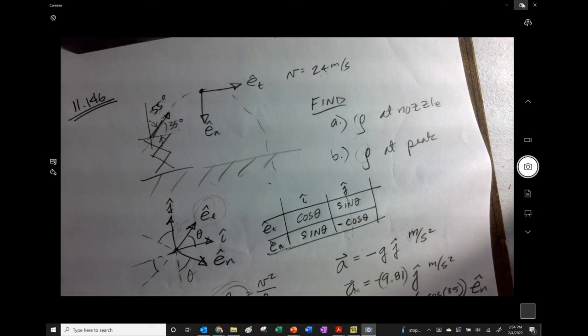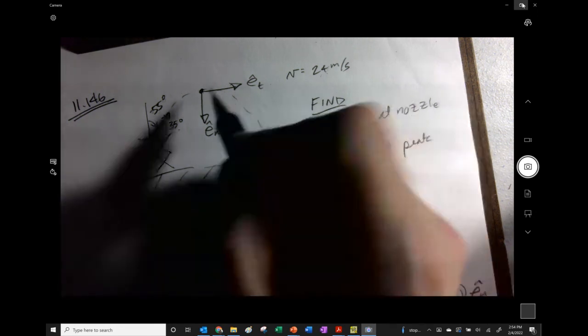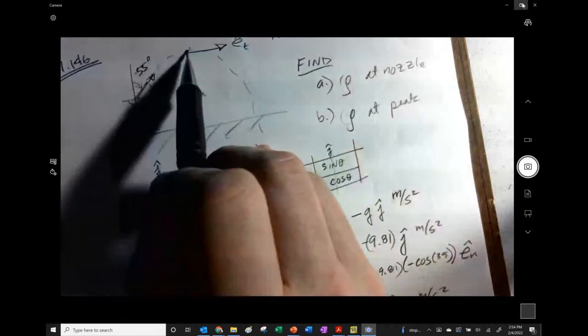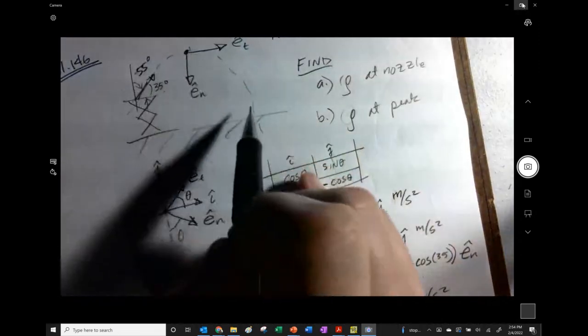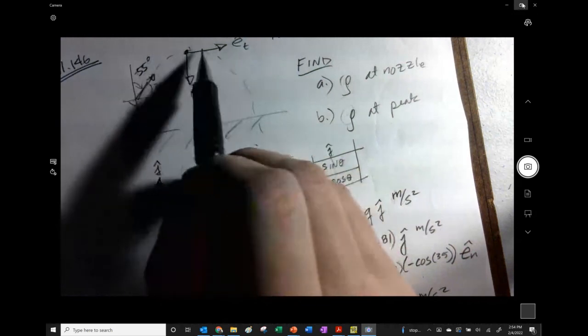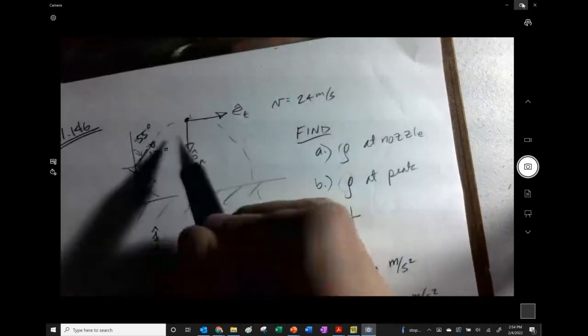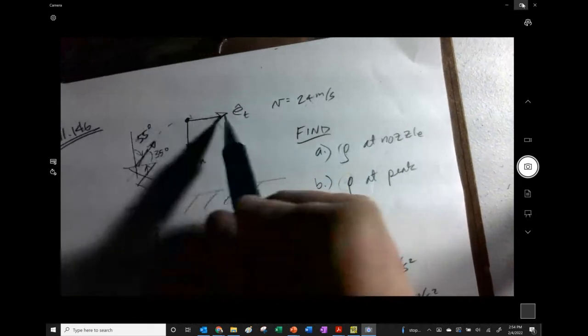At the peak, it's like pausing at the top, right? It doesn't have a velocity up or down here at the peak. It was going up, and then it stops here. Then it's going to start having the velocity go down right here. But it still has a velocity in the x direction. And remember, it's a constant velocity in the x direction, right?